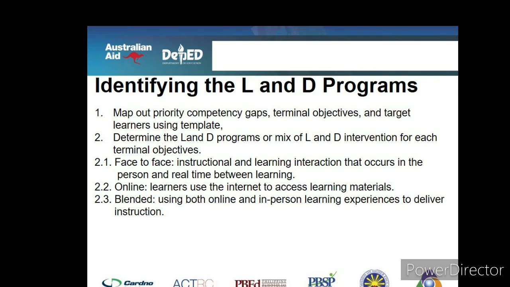The fourth step in the learning and development planning process flowchart is identifying learning and development programs. As can be located on the screen, there are 5 items stipulated under this. Number 1, map out priority competency gaps, terminal objectives, and target learners using the template. Number 2, determine the learning and development programs or mix of learning and development interventions for each terminal objective.